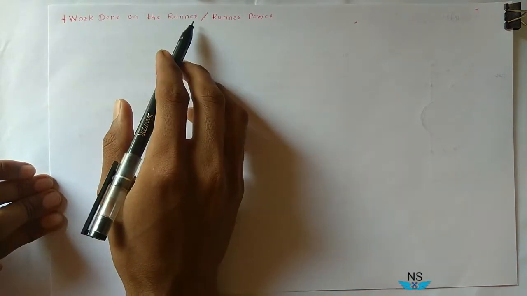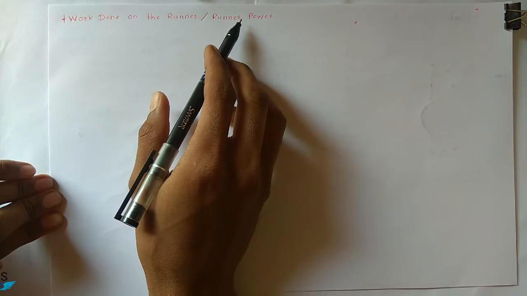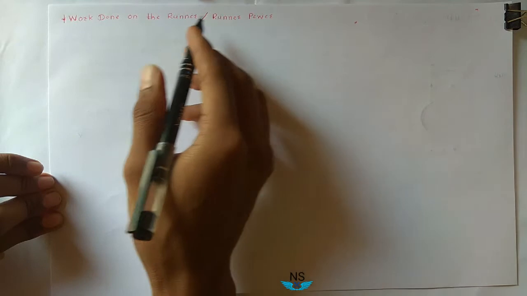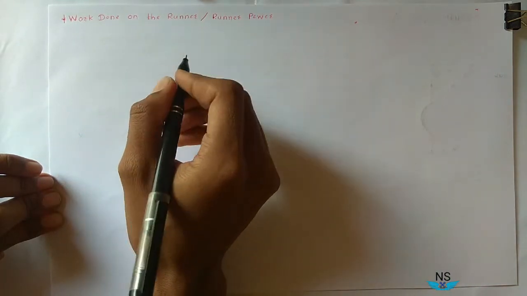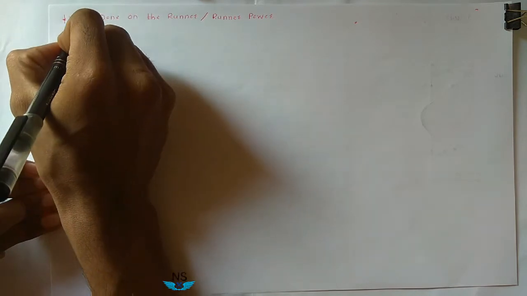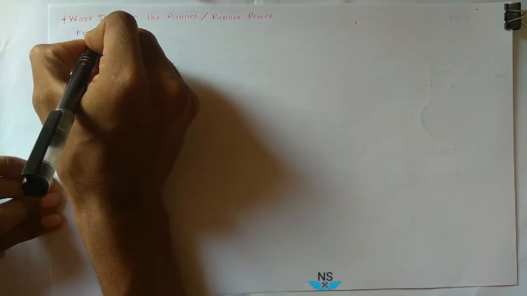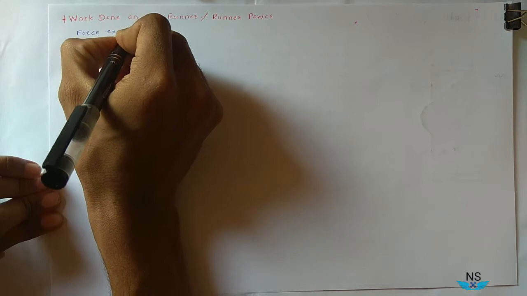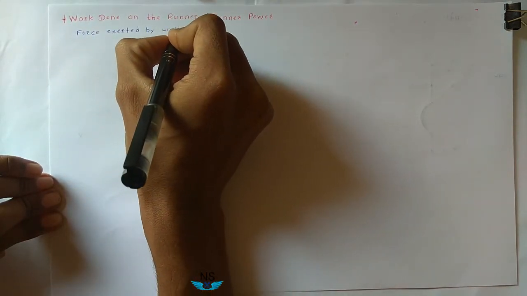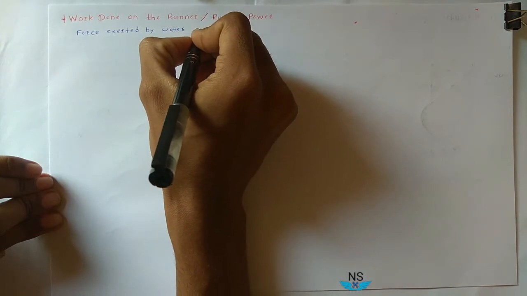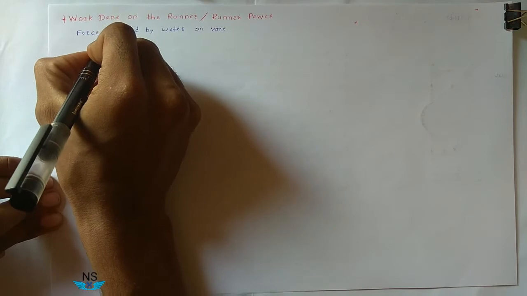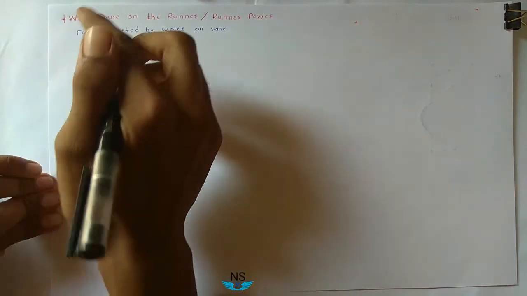Work done on the runner, or runner power, in case of Francis turbine. To find the work done on the runner, first we have to find the force exerted by water on the vane. So first find out the force exerted by water on vane. So Fx, we have to find the force in the x direction.